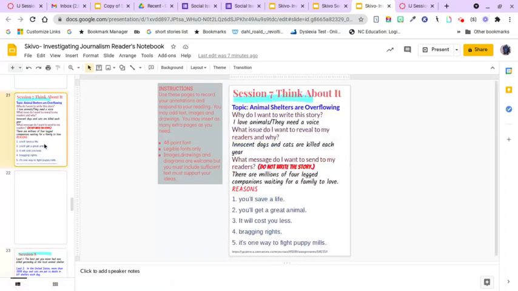So here's my session 7, where I talked about animal shelters are overflowing. And what do I want people to know? What issue do I want to reveal? Why do I want to write this story? At the bottom, I have a few points that I want to make in my story. So from those points, I want to write a lead. Now, your lead can be more than one sentence.